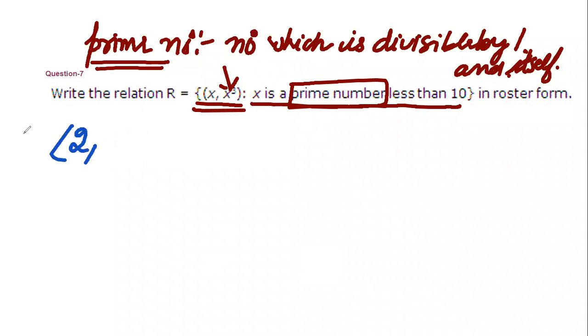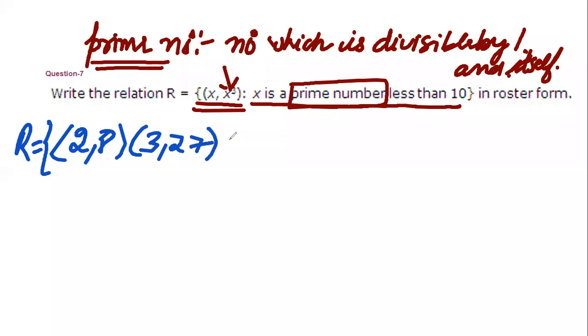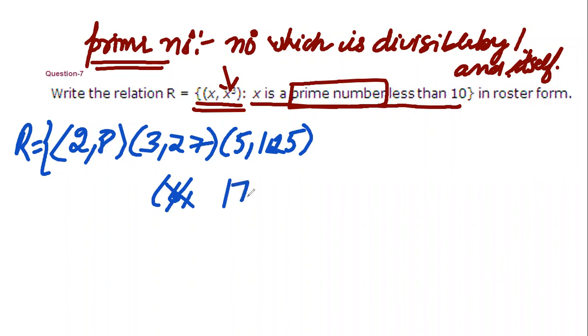Now tell me, what is the relation? Put 2. What will come? 8. Very good. Next 3. 27. Should I put 4? No ma'am. Okay, then 5. 125. 6? No ma'am, 6 is not a prime number. 7. 343. Very good, 343. Reply from Harman. It is 343.